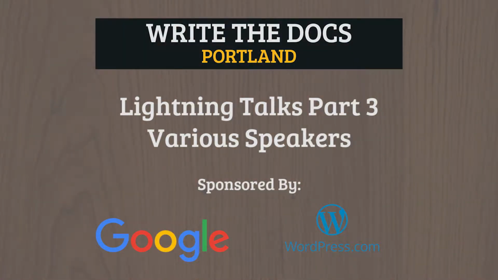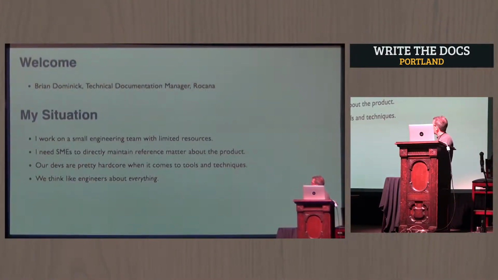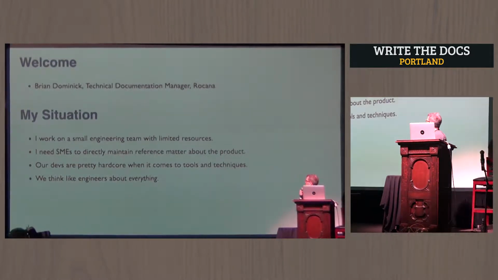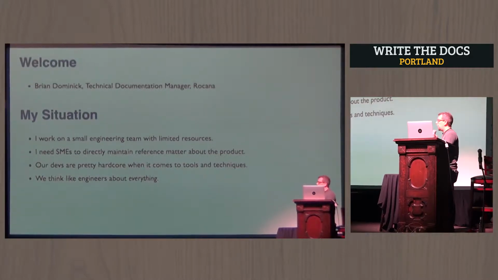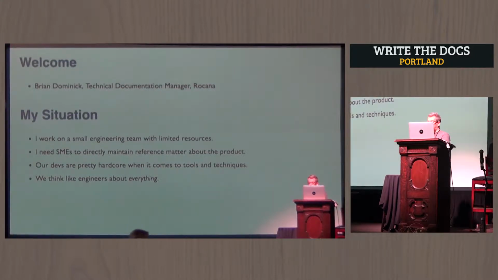I hack the docs at a small big data startup called Rokana, and I have a pretty interesting set of problems. Our engineering team is really hardcore. They like to do everything in source. I'm told that I have to single source all of my content to the greatest extent possible, and we have a lot of complex reference content that we need to manage that needs to get put out into a whole lot of different places.